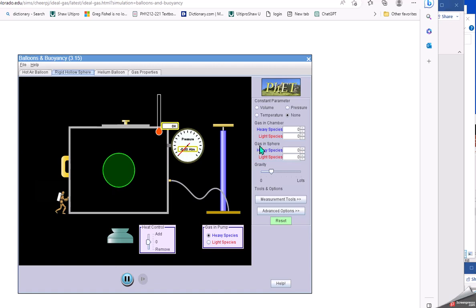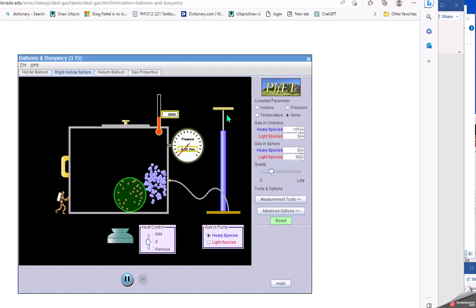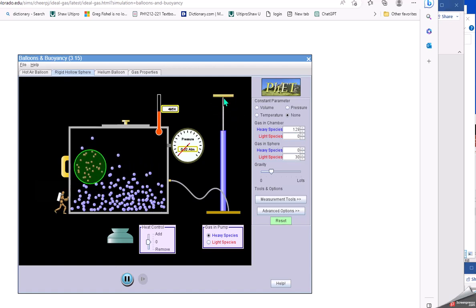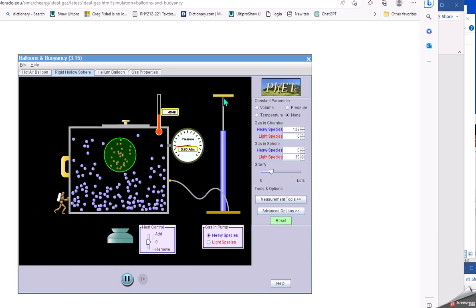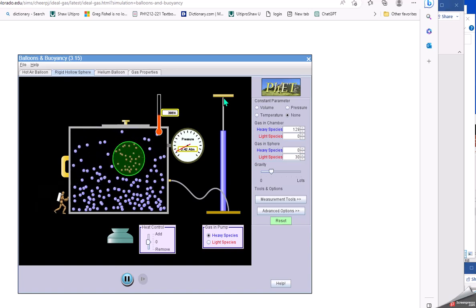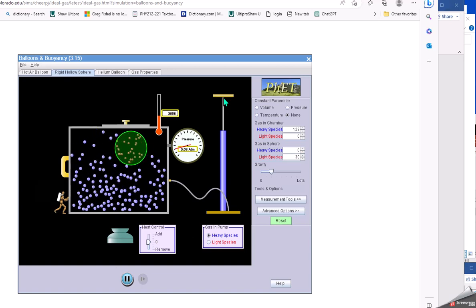So you can go over here and inject the gas into the sphere. It's a light species. You put in, say, 23. You see things going into the sphere. The sphere itself has a weight and goes down to the ground. Now at the same time you can pump something in outside, and you probably see an explanation of why a balloon goes up.